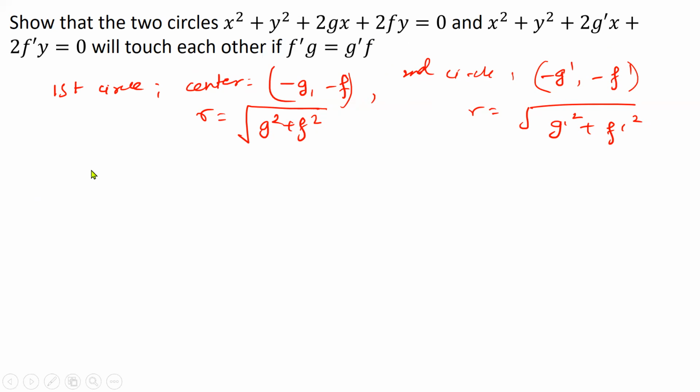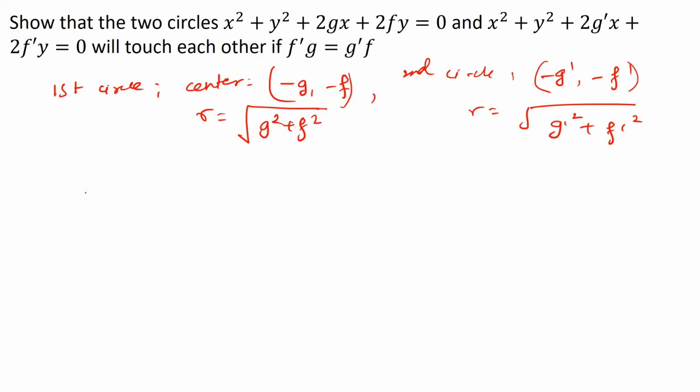Now we need to prove that if these two circles touch each other, whether externally or internally, I don't know, but whatever the case, this should be true: f dash g is equal to g dash f. If the two circles touch each other, then this thing holds. So we need to prove this.